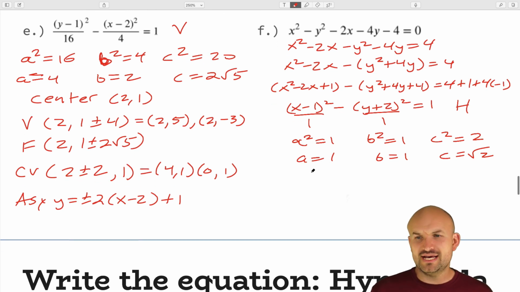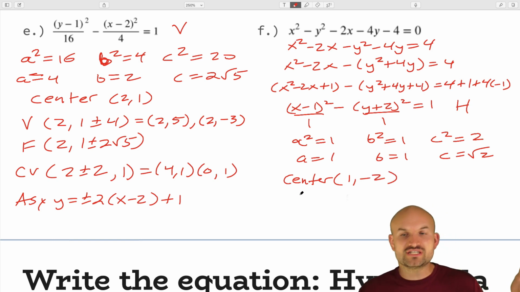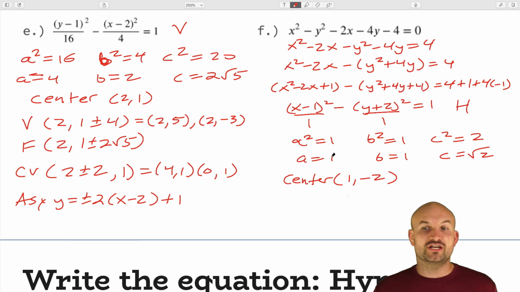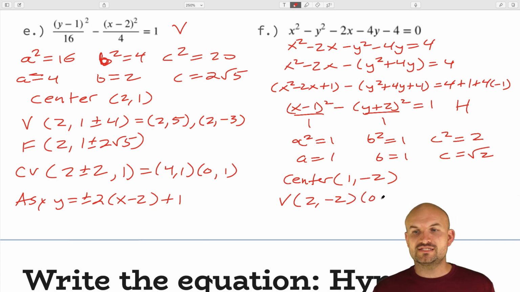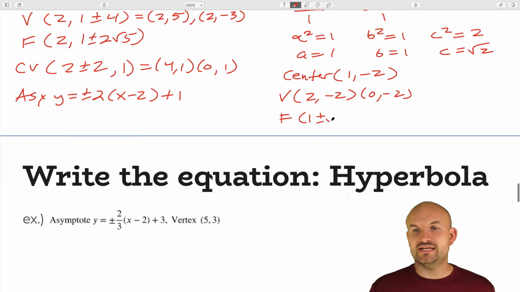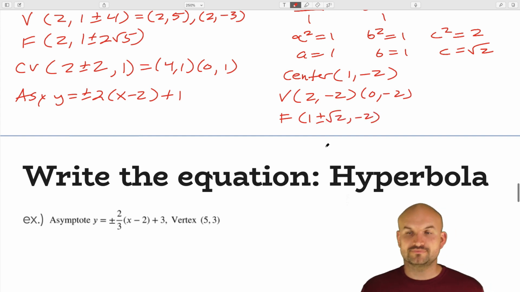But either way, let's go ahead and figure out our center here. Our center is going to be at 1 comma negative 2. Again, my vertices are going to be going left and right from there, right? And they're going to be going left and right 1. So my vertices here are going to be, to the right one, 2 comma negative 2. If I went to the left one, it'd be 0 comma negative 2. My foci are going to be going left and right the square root of 2. So that would be 1 plus or minus the square root of 2, comma, negative 2.